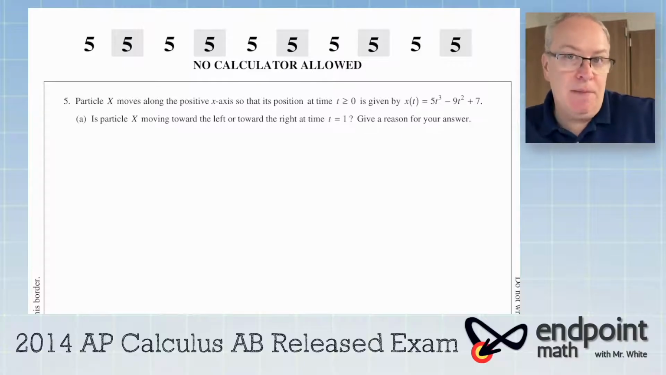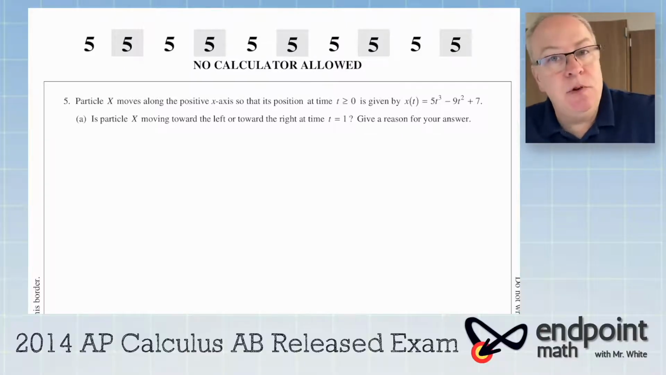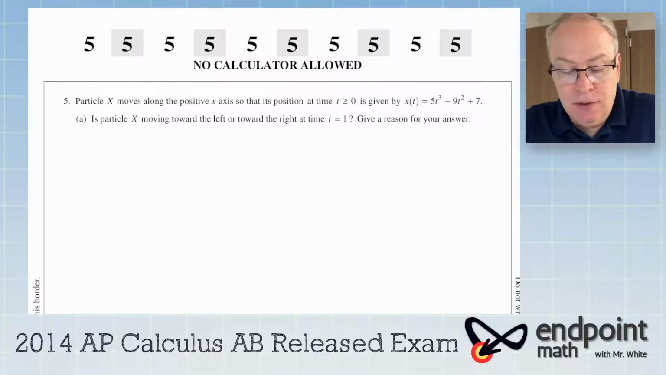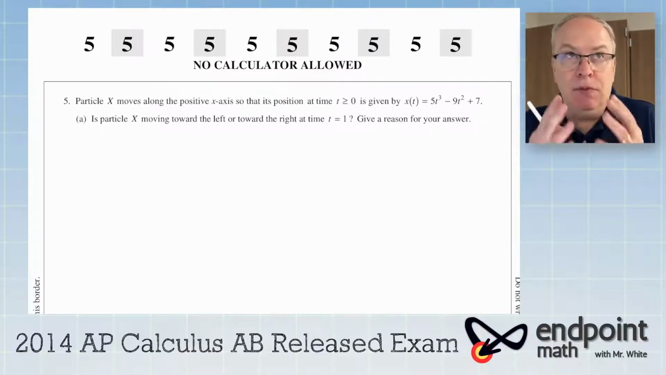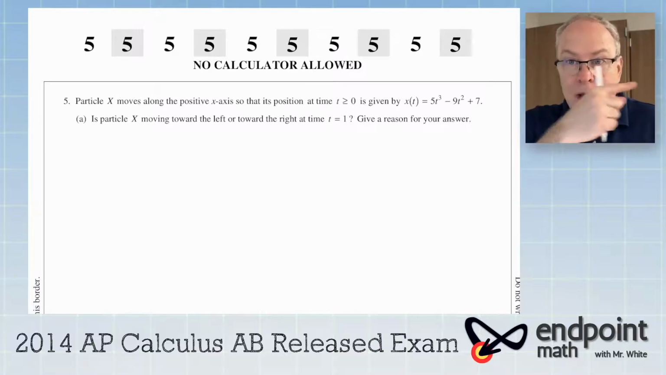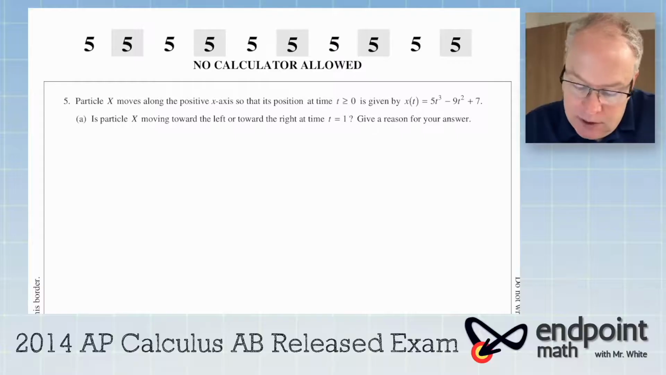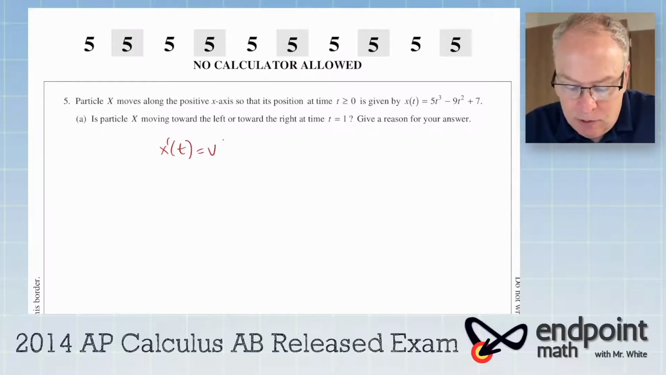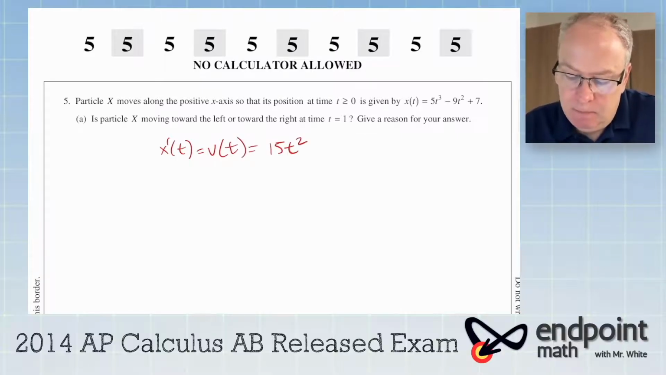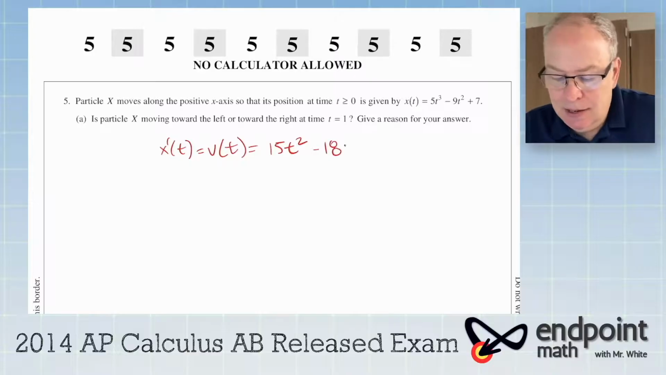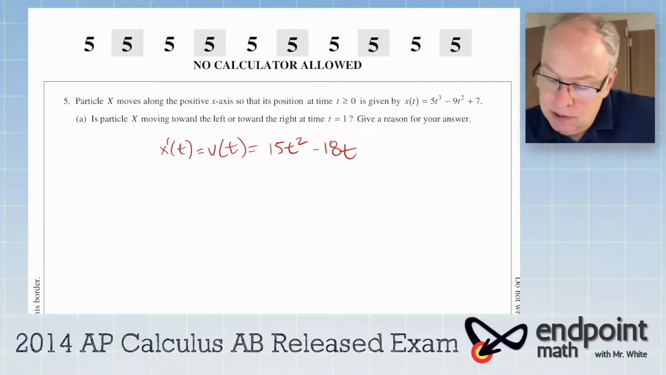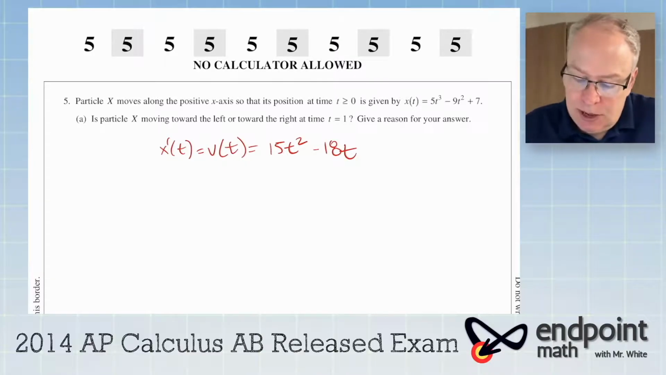So what are we going to look at here? The first derivative, because the first derivative tells us direction, right? It would be the velocity. And if the first derivative is positive, we know it's going to the right. If it's negative, we know it's going to the left. So let's find the derivative. X prime of t would be velocity, by the way. And that would be 15t squared minus 18t plus 0. Just doing that power rule.